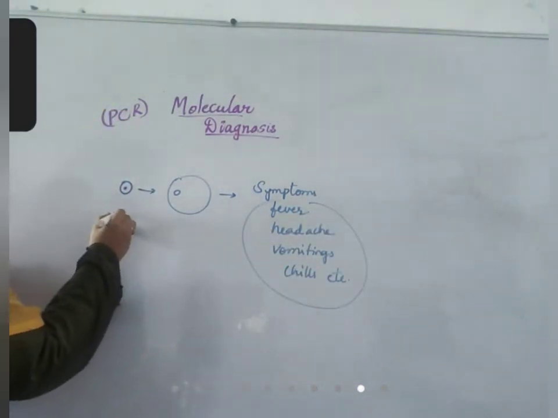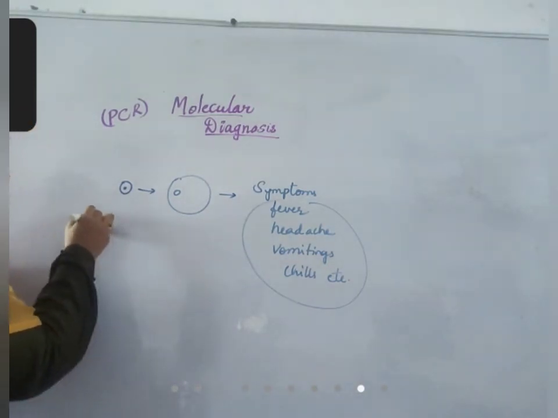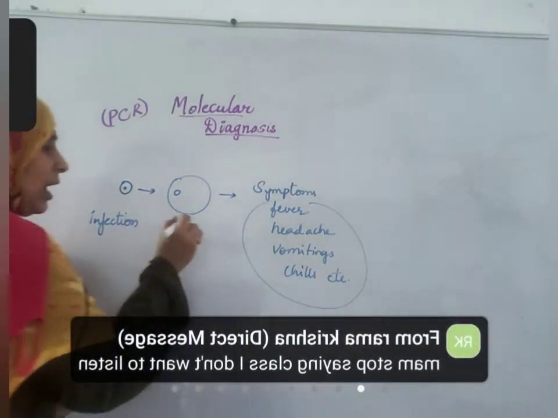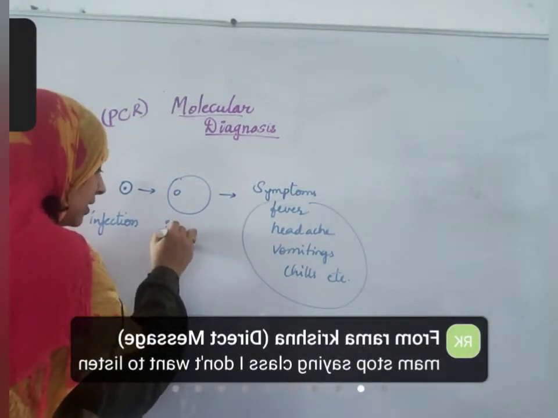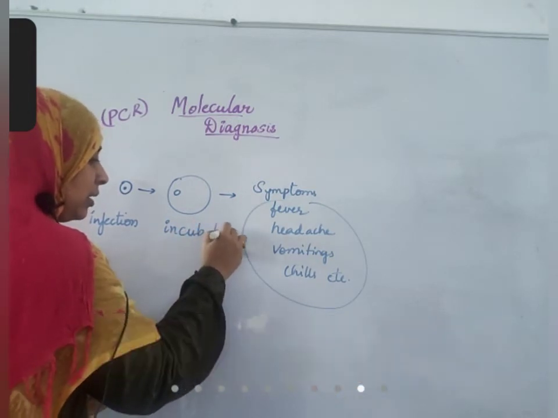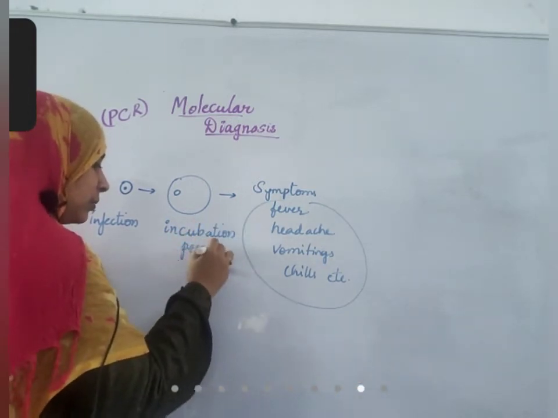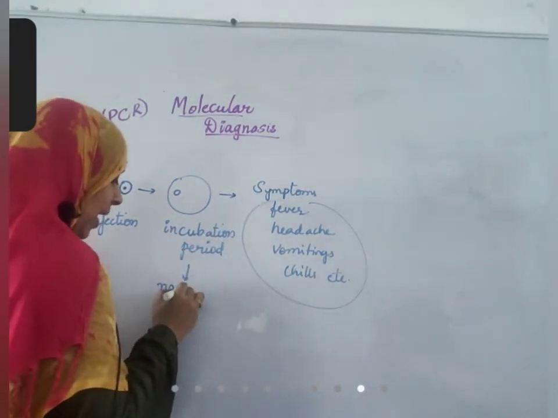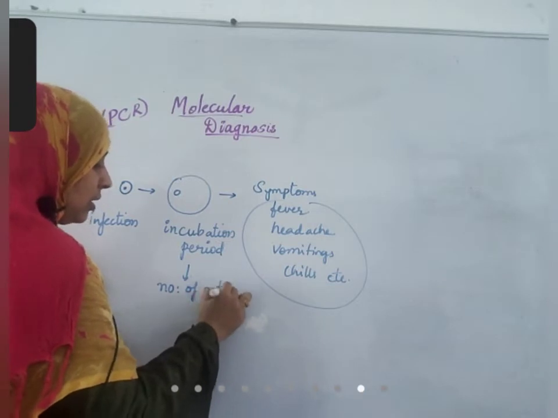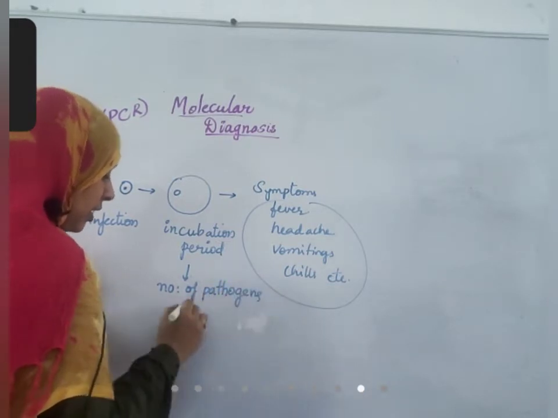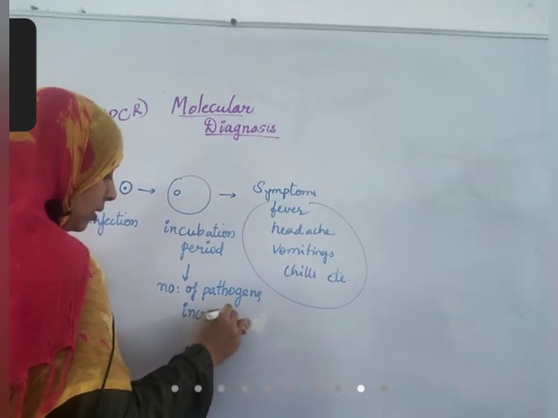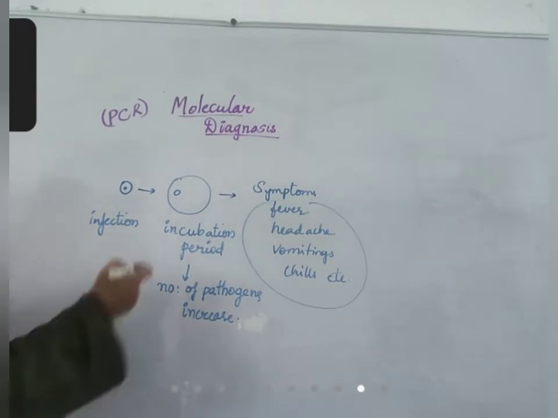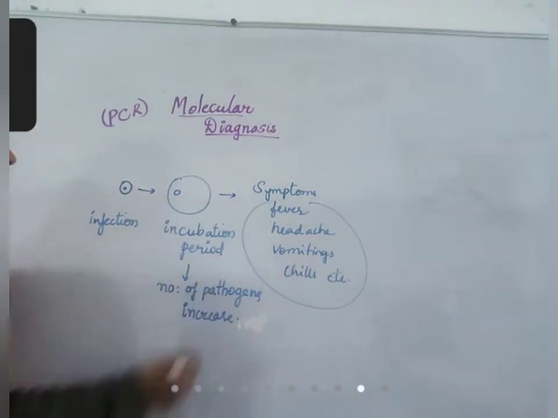The entry of the pathogen into the body is the infection, and this period in between is called the incubation period. What happens during the incubation period? The number of pathogens increases. How do they increase? By reproduction. If it is bacteria, it produces more bacteria. If it is a virus, it produces more viruses. And at that time, the symptoms come out.